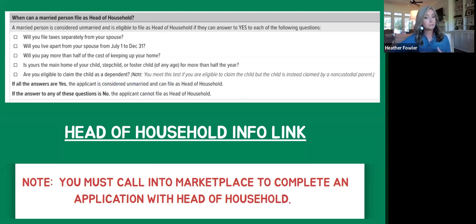Now, I do want to note that the Health Sherpa application is not set up to accommodate this. So if you have a person that can answer yes to these questions and they want to file as head of household when they file their taxes, then when you're helping them enroll, you will either need to call into the marketplace or complete the application on healthcare.gov.